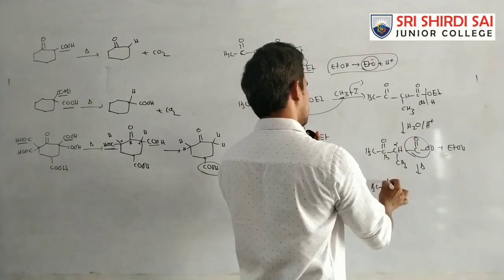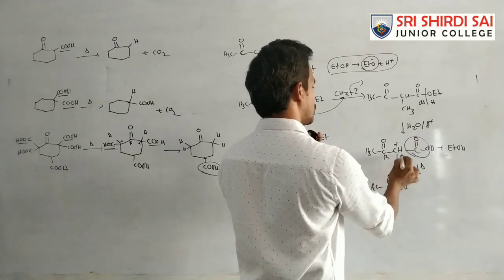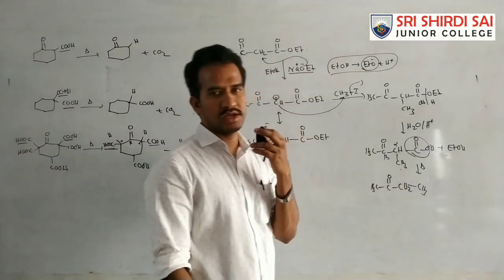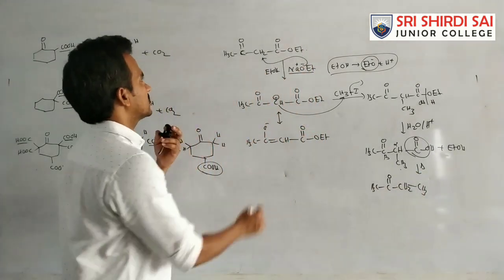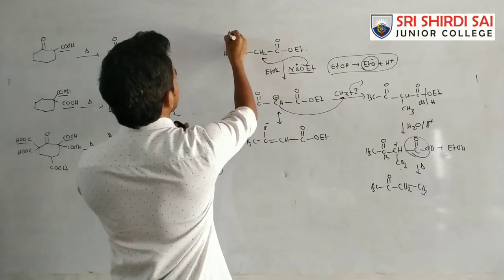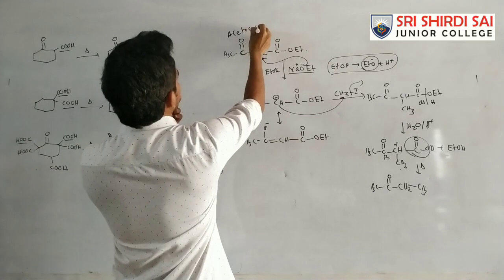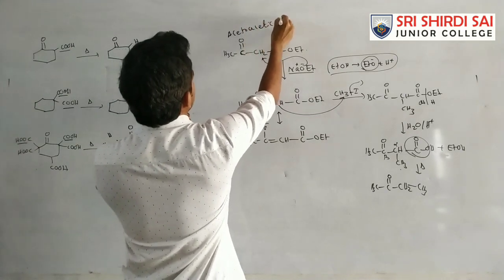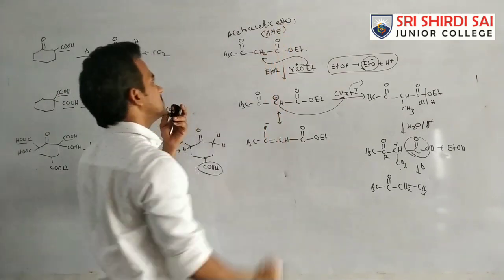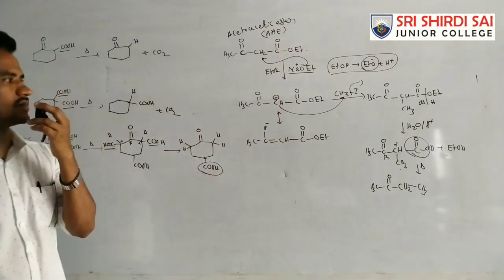So CH3C=O, CH2 and the remaining methyl group. So that is the ketone. So this is actually the acetoacetic ester. This compound name is acetoacetic ester. Simply it is named as AAE, acetoacetic ester.